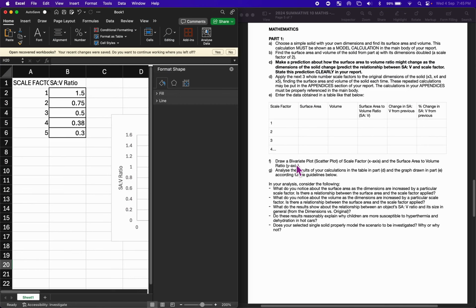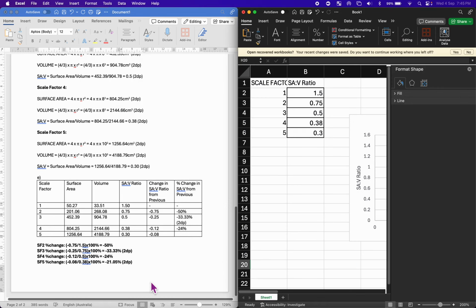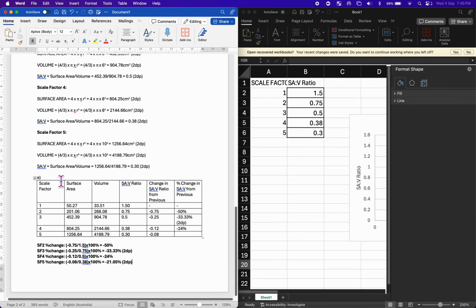So what is it asking? Draw a bivariate plot, surface area to volume ratio and scale factor. That is F. So we've just done E. E was a table of scale factor and SAV ratio. That's what you were doing there. That's what the task sheet asks you to do.